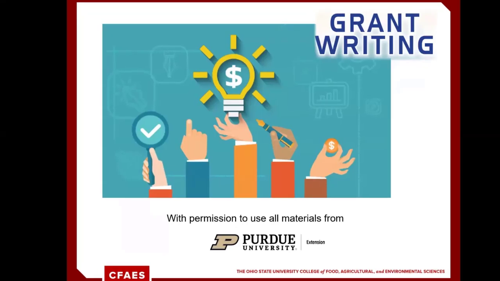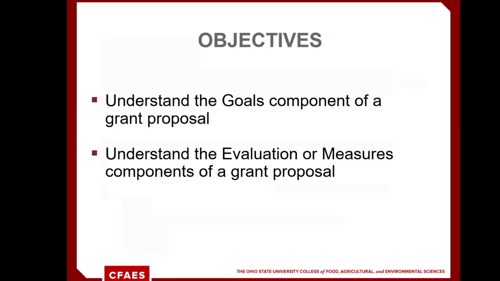So today we're sharing some tips from the curriculum, The Beginner's Guide to Grant Writing, that was developed by our friends in Extension at Purdue University, and we're using it with permission. Amber and I have both been trained on the curriculum, and we're happy to share some of these great grant writing tips. Our objectives for today are to help you understand the goal components of a grant proposal and also understand the evaluation or measures process. It's often said if it's worth doing, then it's worth measuring. And so we want to take a closer look at these two areas within most grant proposals.